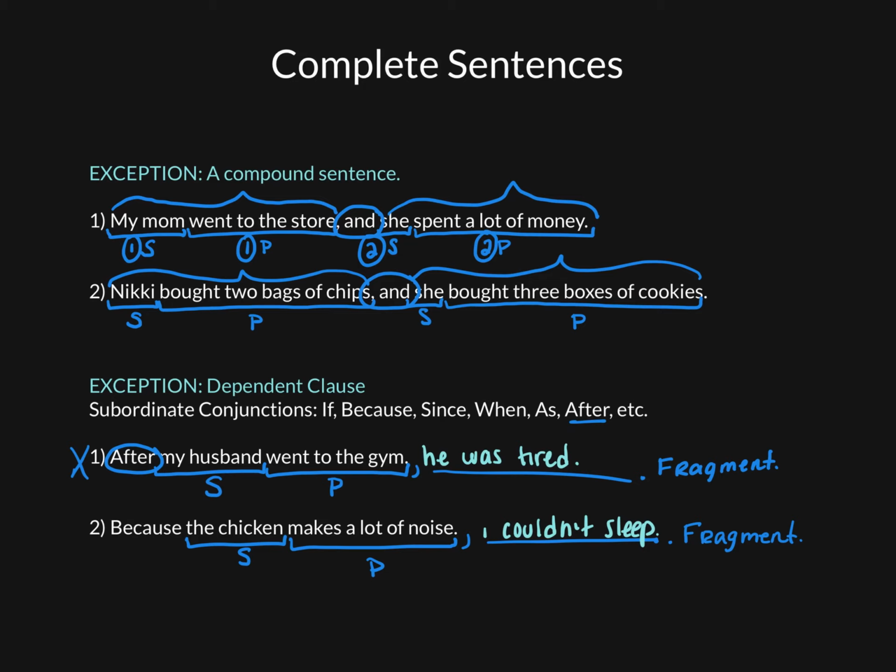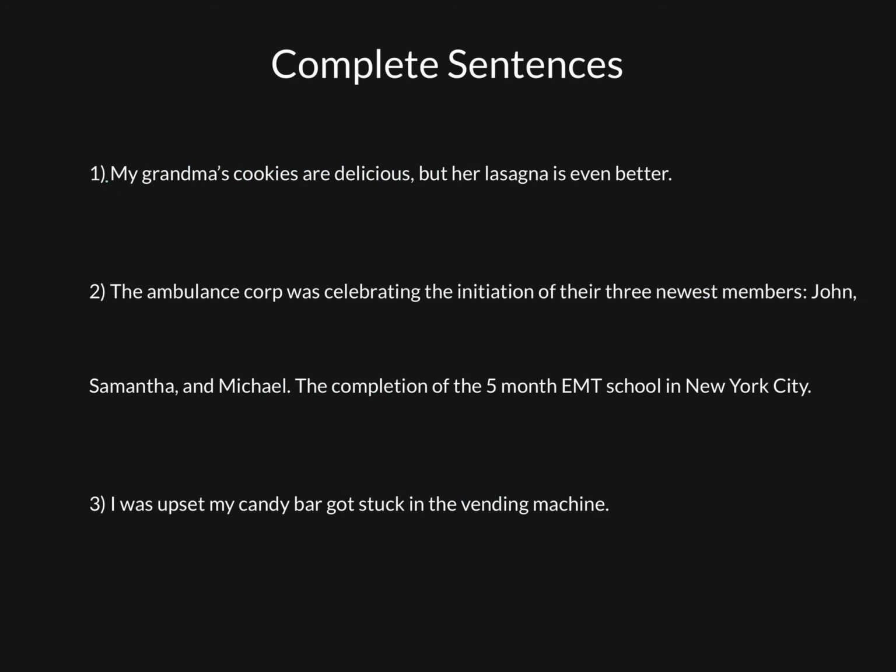First, let's identify the subject as well as predicate within the sentence. So here we have, my grandma's cookies are delicious, but her lasagna is even better. So in this first part of the sentence, we're talking about my grandma's cookies. So that's the subject. And then are delicious is the predicate. However, we still have a little bit more to this sentence. And we actually have an additional subject and an additional predicate. So here we're talking about her lasagna, which is another subject, as well as our other predicate is even better.